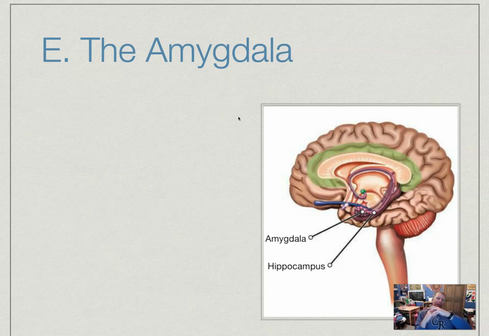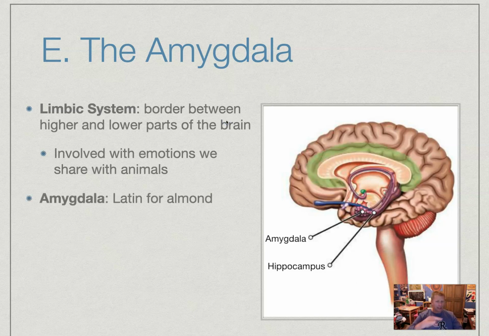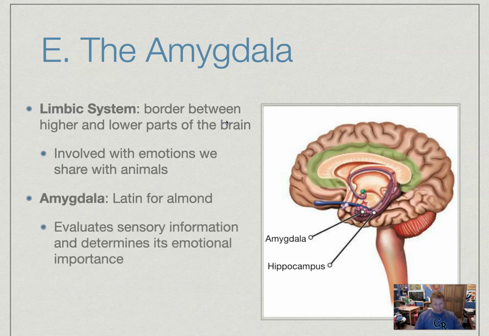The human brain goes on top of that. So we have the amygdala, fear and anger. This is all part of the limbic system, which is the border between the higher and lower parts of the brain. This is what we share with animals. We share 98% of our brain matter with animals. What makes us most human is this part right here, the prefrontal cortex. The limbic system is involved with the emotions that we share with animals. The amygdala, which is shaped like a little almond, is Latin for almond. It evaluates sensory information and determines the emotional importance, but the two we associate with the amygdala, we say it like that, so we can go amygdala, fear and anger.